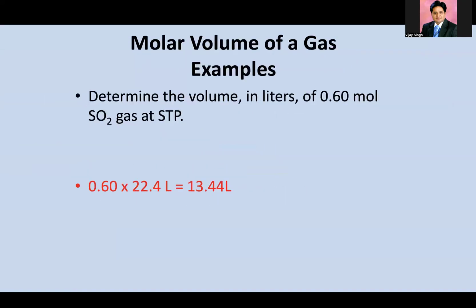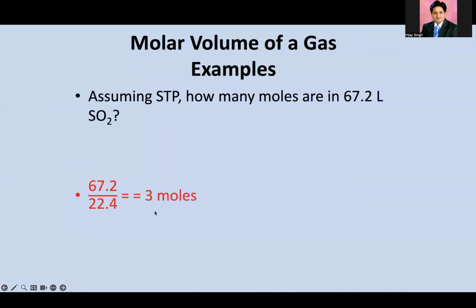So here comes your question: determine the volume in liters of 0.6 moles of sulfur dioxide gas at STP. Now, 1 mole of sulfur dioxide gas will have a volume of 22.4 liters. So 0.6 moles of sulfur dioxide will have 0.6 multiplied by 22.4 liters, which is 13.44 liters.